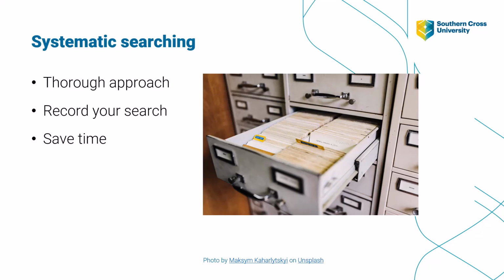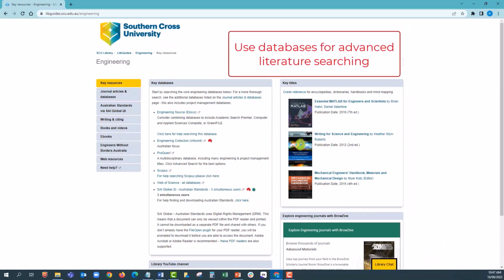A systematic approach also allows you to thoroughly explore the alternative keywords or synonyms to ensure you find the most relevant literature for your topic. It also requires you to record each step of the search process as you go, so that your search is reproducible. The best place to access the core databases for engineering is via the Engineering Library Guide.